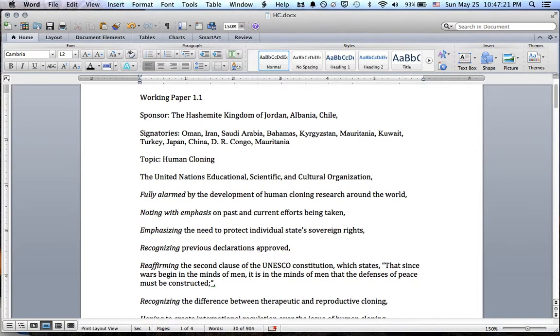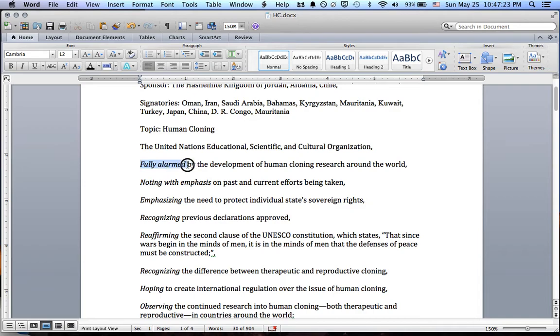As we scroll down further, we see the beginning couple of phrases are italicized, and these are what we call preambulatory clauses. They state the issues that the committee wants to resolve, and they highlight the previous international efforts and the issues that are currently going on. Preambulatory clause 1 is alarmed by the development of human cloning research around the world, so this unregulation of human cloning itself. It also reaffirms previous actions done with regards to this issue.